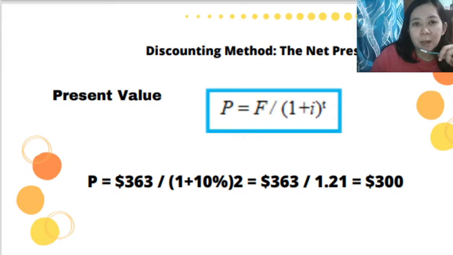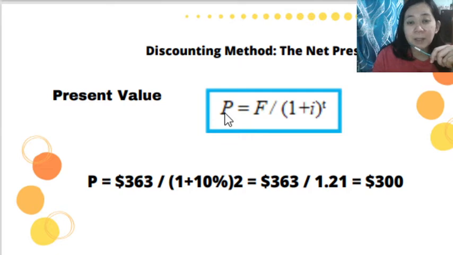To compute for the present value, normally we use this formula. P represents the present value that we need to determine. That is equal to F, your future value, divided by the quantity of 1 plus I. The 1 here is the constant variable, I is your interest rate, and T is the time period or the investment period.